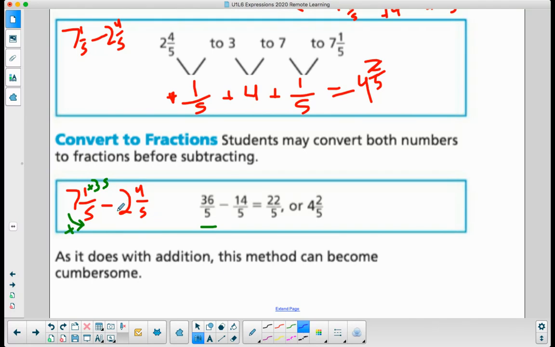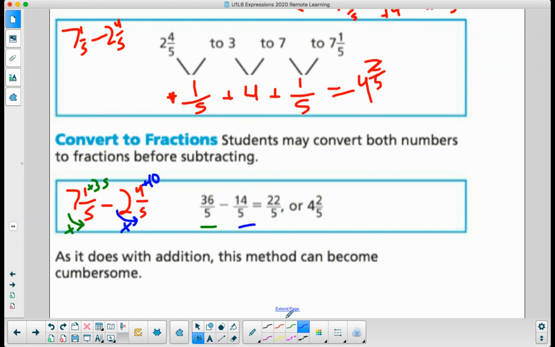2 wholes multiplied by 5/5 for each whole would give me 10 more fifths. Plus the 4 I already had give me 14/5. Now, that I have common denominators, I can just subtract numerators. 36 subtract 14 is 22.